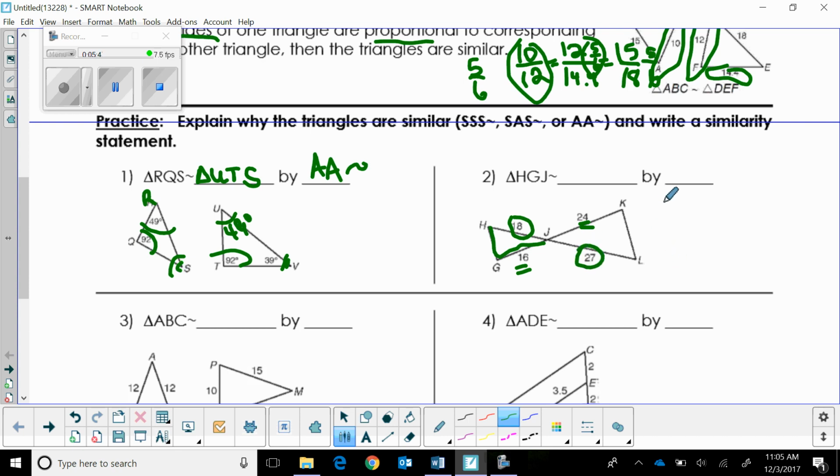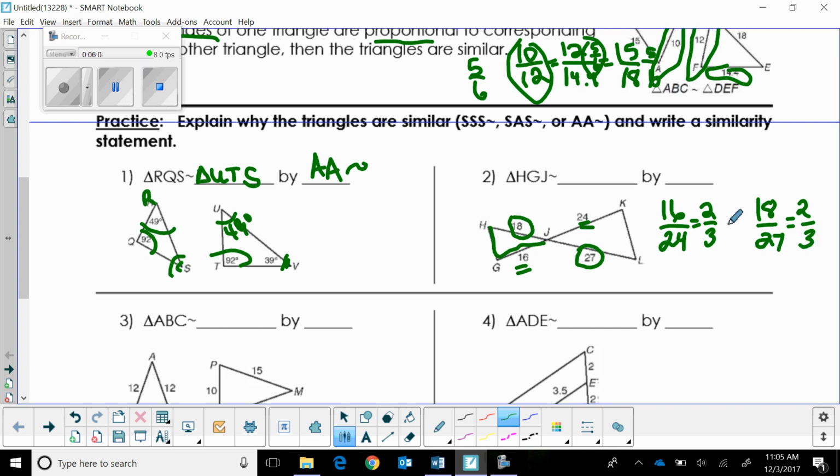So let's make sure the ratios match. 16 is to 24, as 18 is to 27. Let's just reduce these. This one reduces by 8, so that's going to give me 2/3. This one reduces by 9, and that's going to give me 2/3.